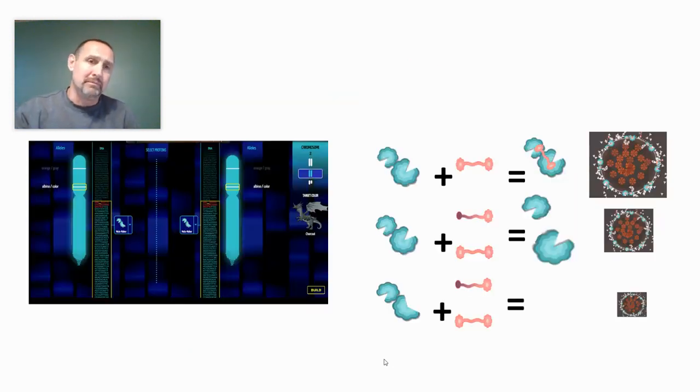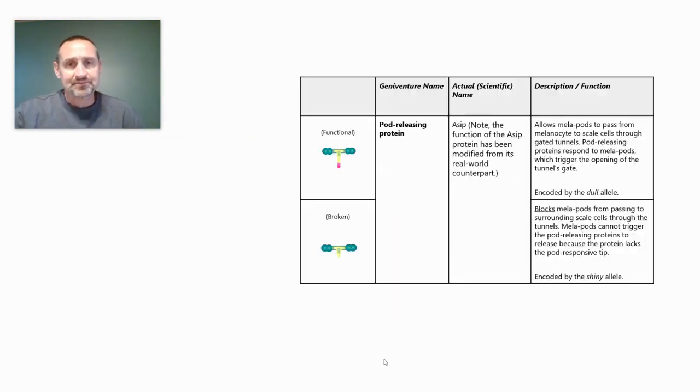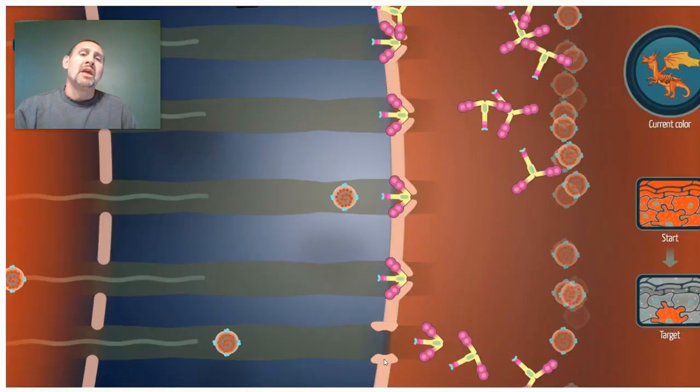Ultimately, again, I'm going to be able to manipulate the genes. When I get to manipulate the genes, I'm going to be able to influence that process. When I influence that process, I'm going to be able to get the colored dragon that I'm looking for. Here's another example of how protein function matters. So here are two types of proteins. These proteins allow the melanin to be released to turn the dragon different colors. I have a functional one and I have a broken one. So study this chart. That's going to be helpful.